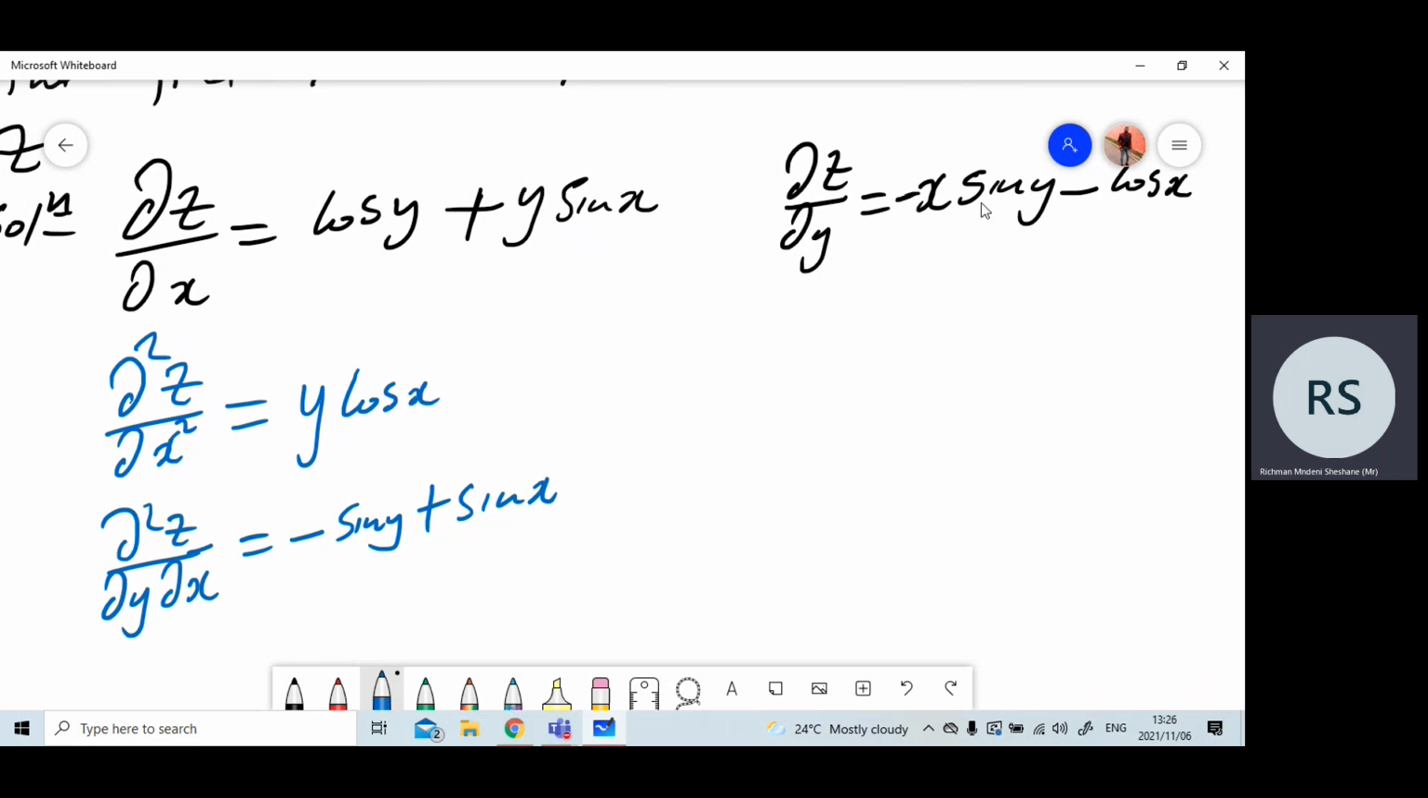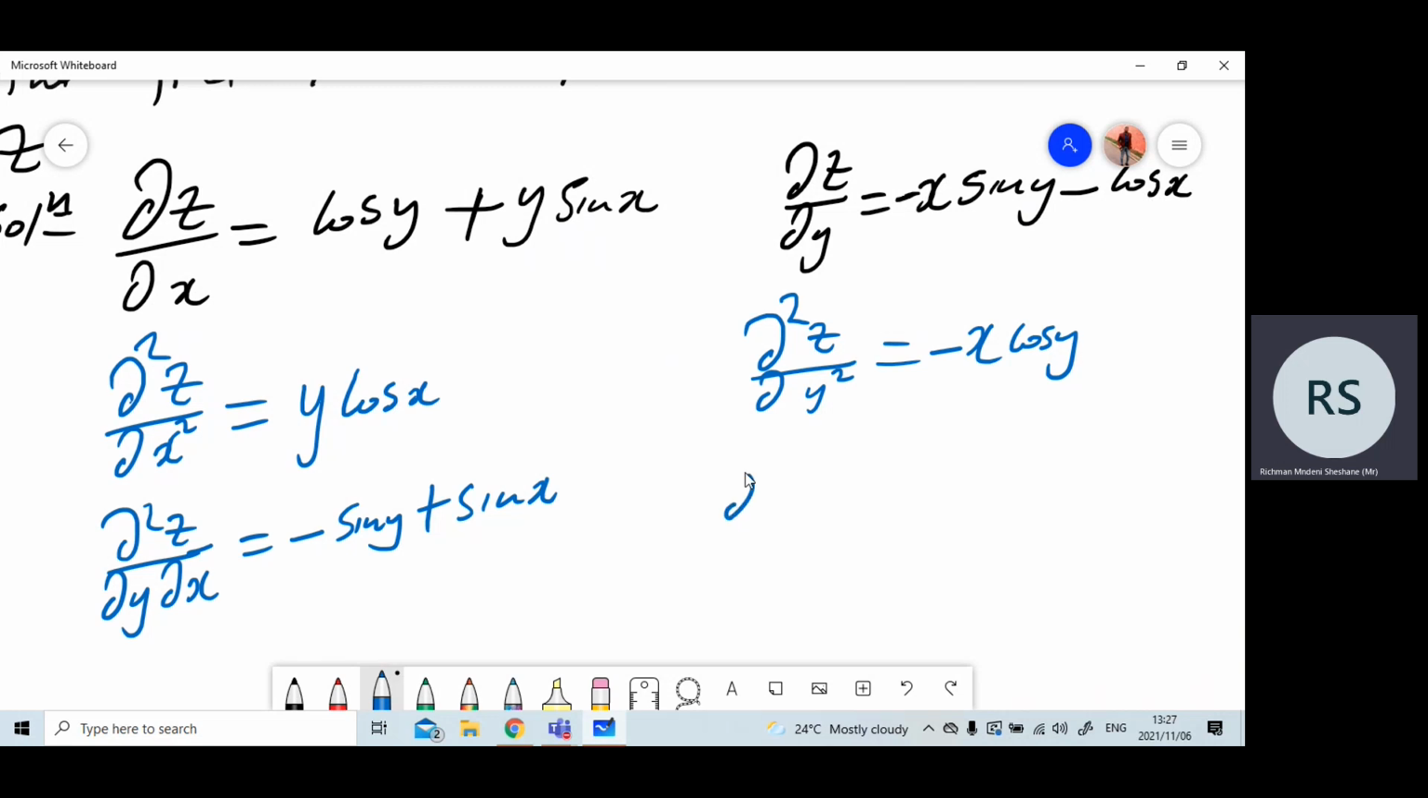Again, let's derive this with respect to y first. So this would be a derivative of y twice. When we're deriving y here, we ignore the constant x, so it's minus x cos y. When we're deriving y, there's no y here, so this would be a zero derivative of the constant.